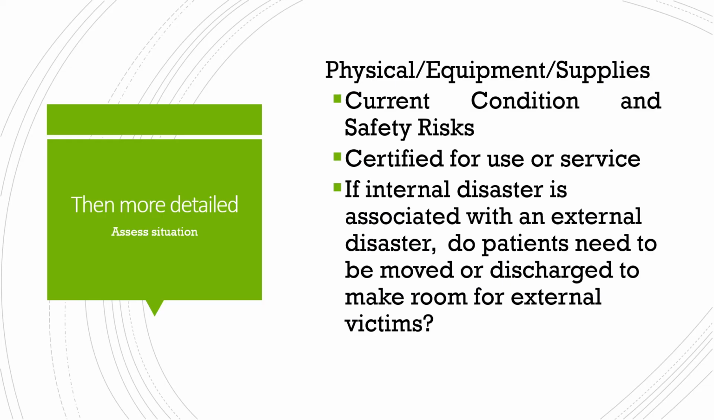Sounds like a song. And then a more detailed assessment. Physical equipment and supplies: what is the current condition and the safety risk? Do you need to get people out of there? Do you need to get more people in here? If it's an internal disaster associated with an external disaster, do patients need to be moved or discharged to make room for external victims? So say there's a tornado and half the building fell down or one of the floors was damaged and you have to move all these people to another spot, either within the hospital or maybe to an extended care facility. There's all those things to consider.